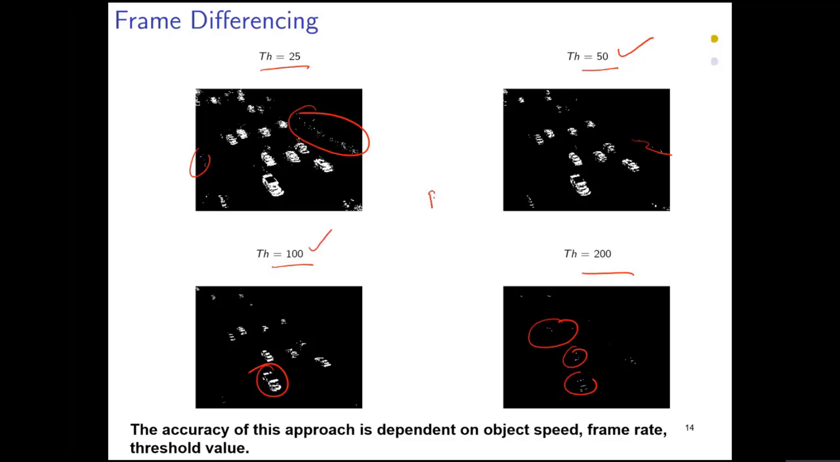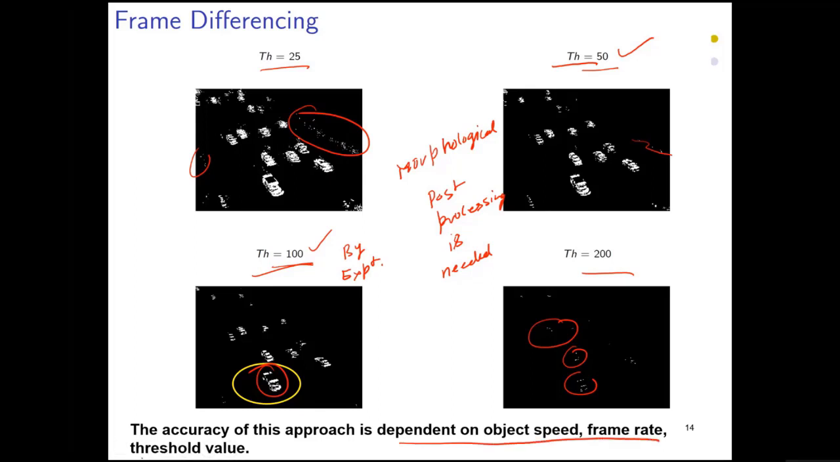Because you can remove these noise regions by post-processing. You can do morphological erosion to get rid of these, and you can do morphological dilation to close these object regions and get one object for this entire thing. That's why, as we'll see, morphological processing is normally used as post-processing to improve the segmentation results. But how do you set this threshold value? If you don't know the scenario, you have to set it by experimentation only, and the accuracy will depend a lot on how fast the objects are moving, the frame rate per second, and the threshold value.